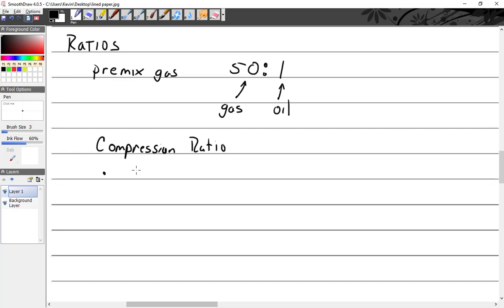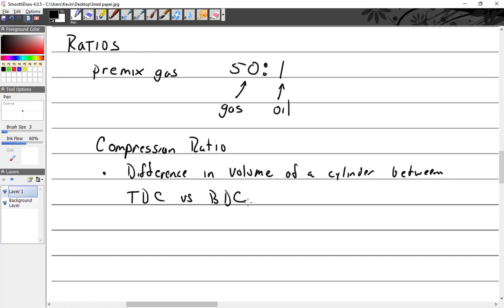It's the difference in volume of a cylinder between top dead center versus bottom dead center. If you don't understand that, that's kind of okay, because we're going to talk about that next semester. If you've already had it and you don't know what that means, you have a problem.